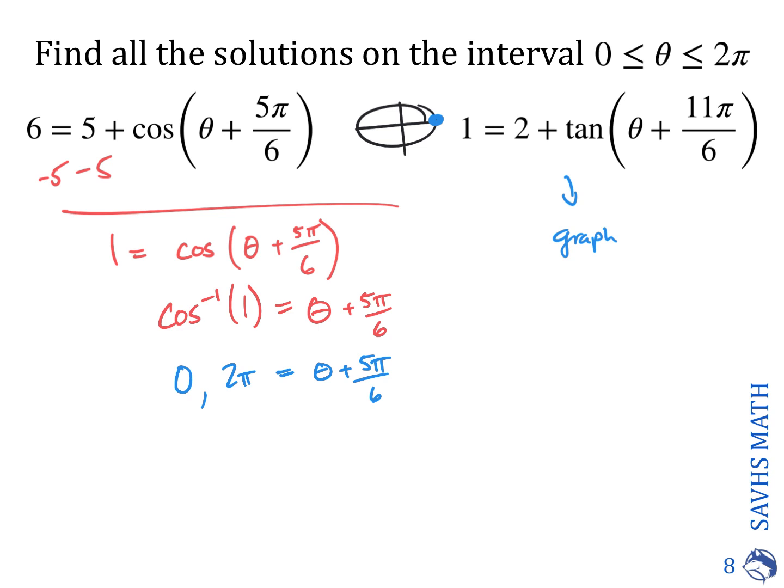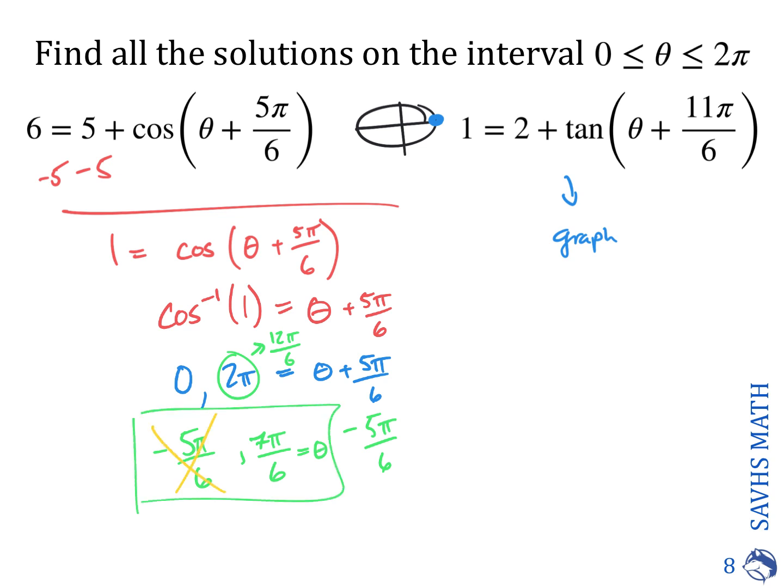So to get theta by itself, we're going to subtract 5 pi over 6. So we need a common denominator here, so we're going to have negative 5 pi over 6, and then this would be 12 pi over 6. And so if we're subtracting 5 pi over 6, we're going to get 7 pi over 6. So these are my two solutions, but the thing is, this one is negative, and so it's not in this interval, in this range. And so our only solution is just 7 pi over 6 here. I'll do this graphing one on the graphing calculator on the computer, and then that's all I have for you.